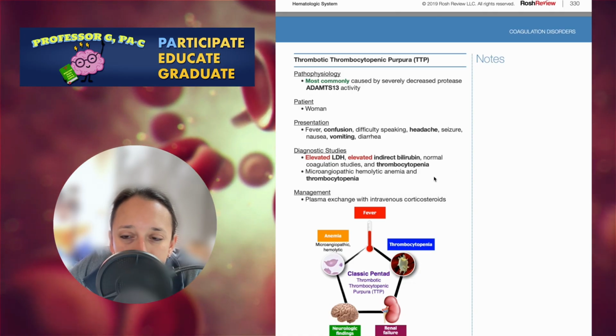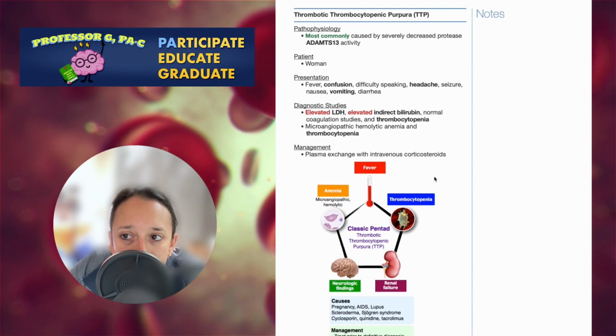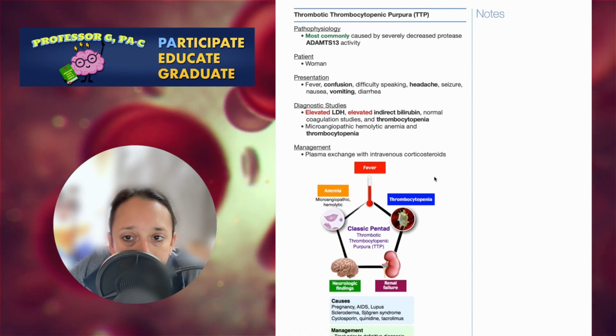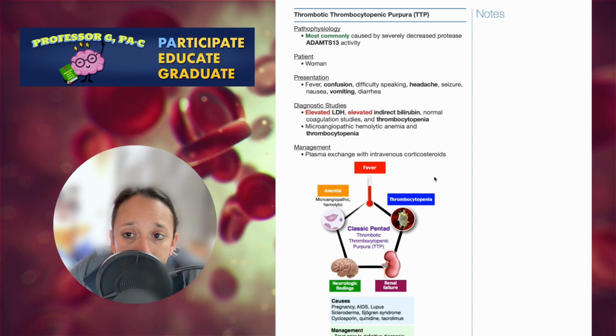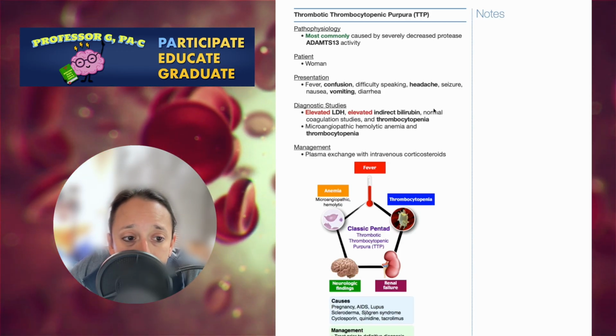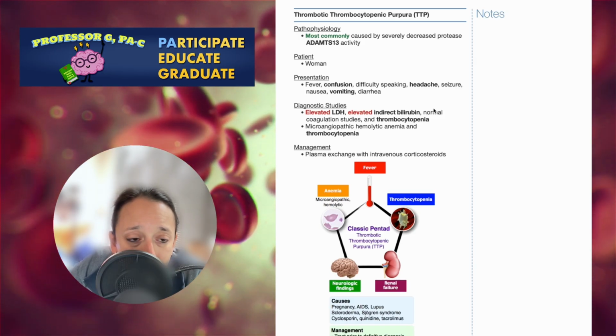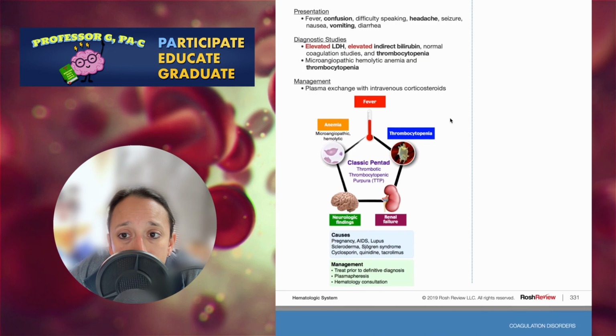Treatment, we have to start it as quickly as possible. The mainstay is urgent plasma exchange, or plasmapheresis, to remove those antibodies and replace the ADAMTS13. Corticosteroids are also given to reduce immune activity, and we want to remember never to give platelets in TTP because it can make the thrombosis worse.